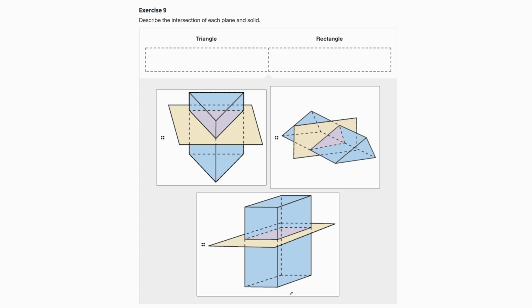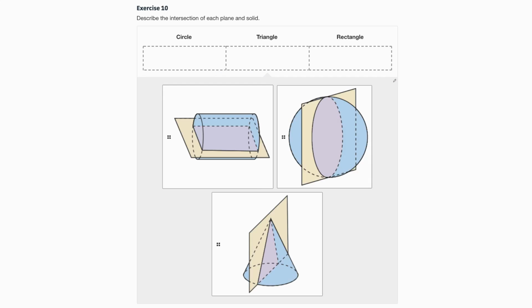All right, for these problems, can you pick out the triangles that you see here? Yeah, this one is going to go up here. This one's going to go over here. Now it's going to go over here. All right. The intersection, so there's a circle, so that one goes there. Rectangle goes there, and the triangle goes there, right?